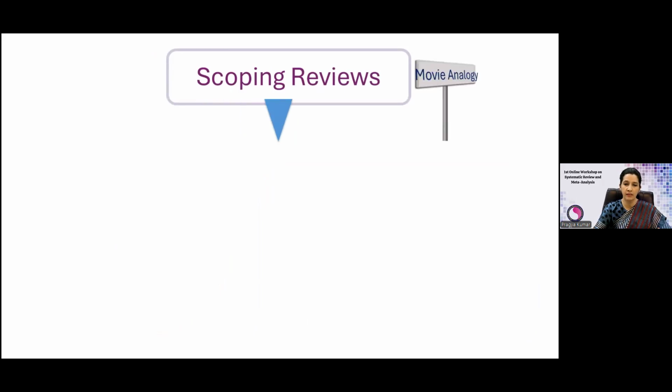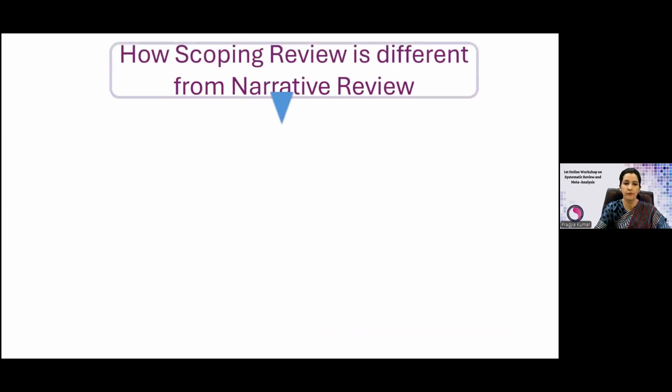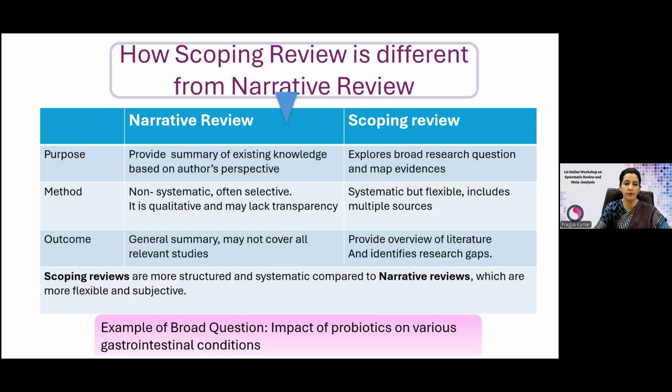And then, like I said, if you combine this with the movie, you just see the diversity in the character, and it is not only related to Spider-Man. You see all other movies which are there in this genre. So all those things you see in case of a scoping review. So how is a scoping review different from a narrative review?